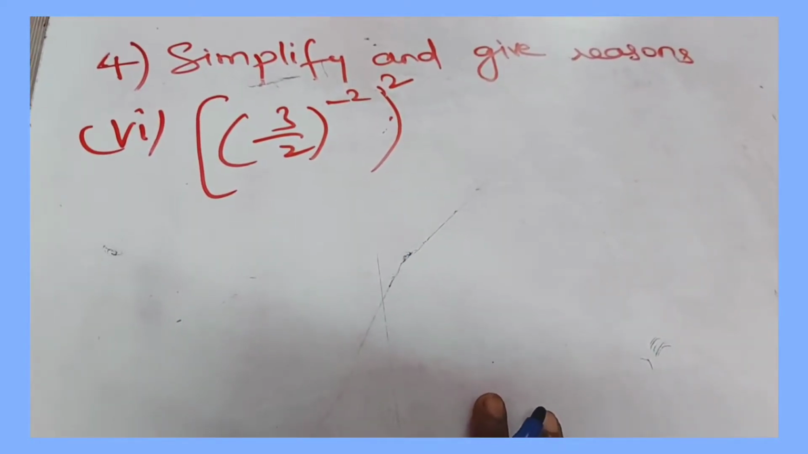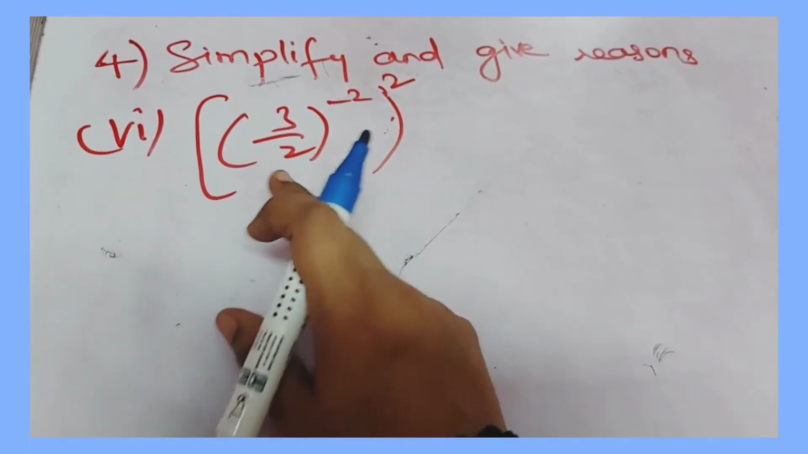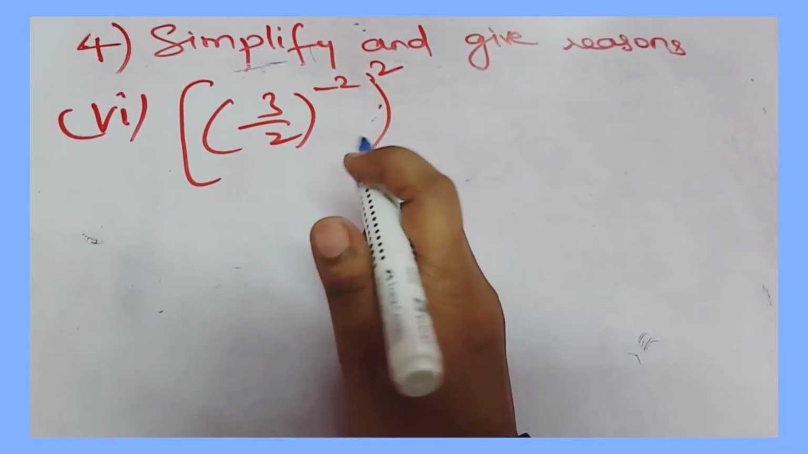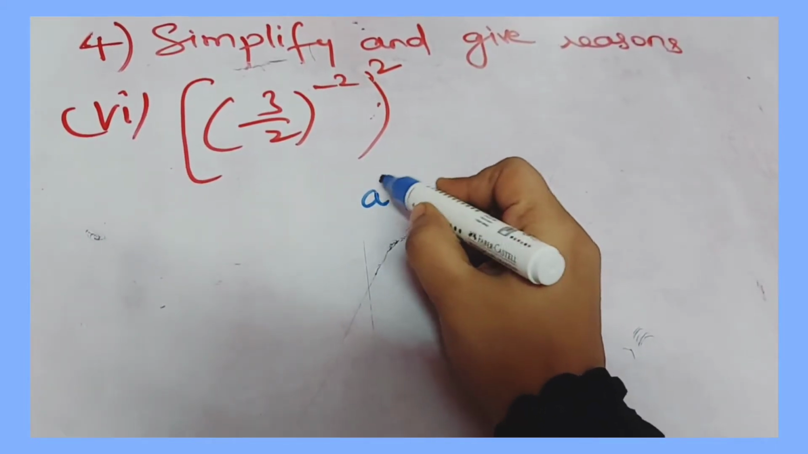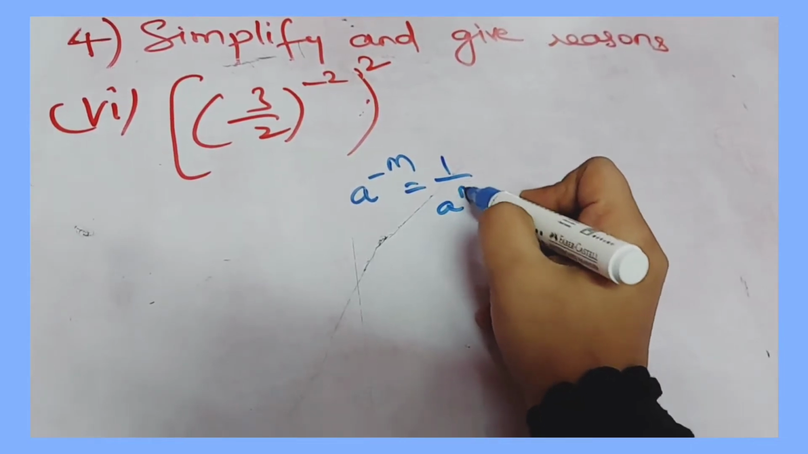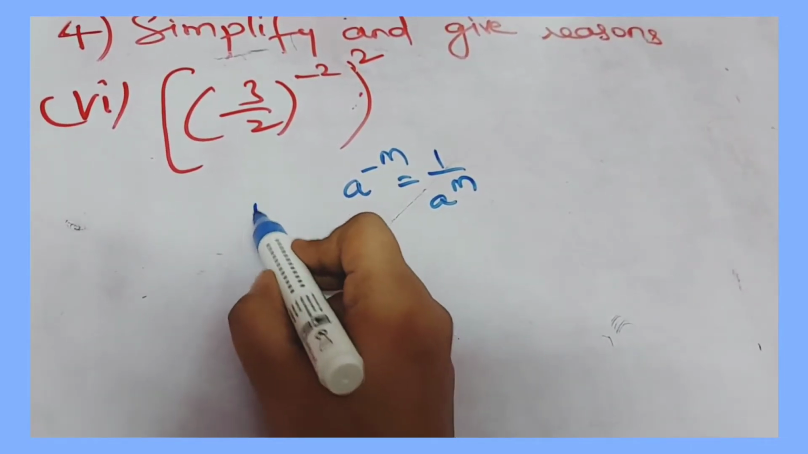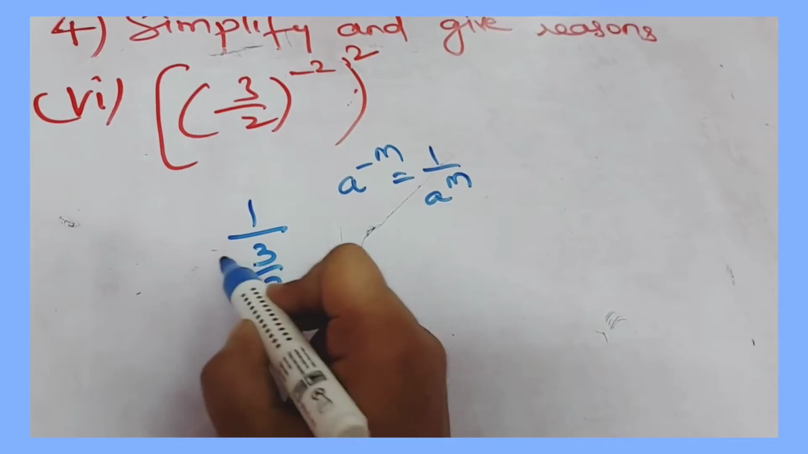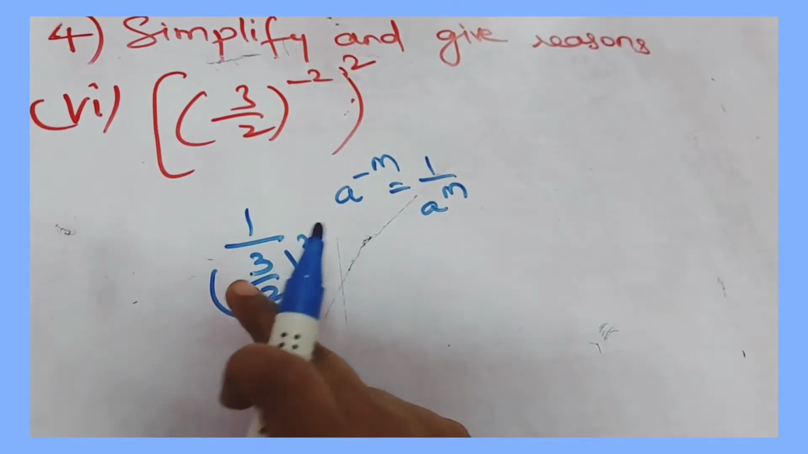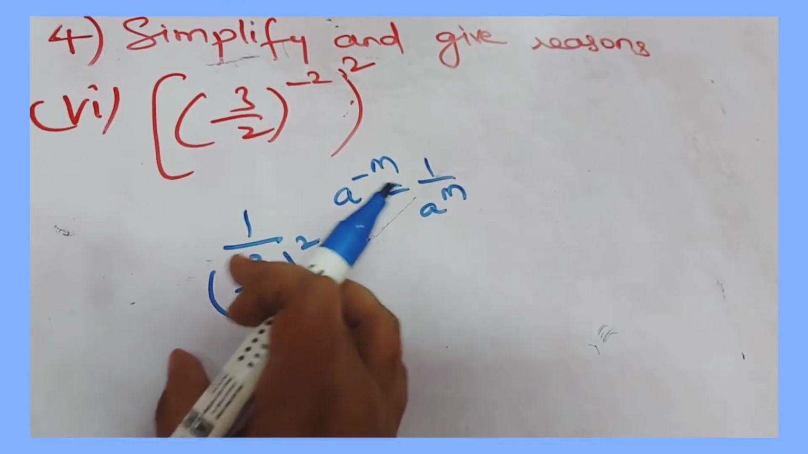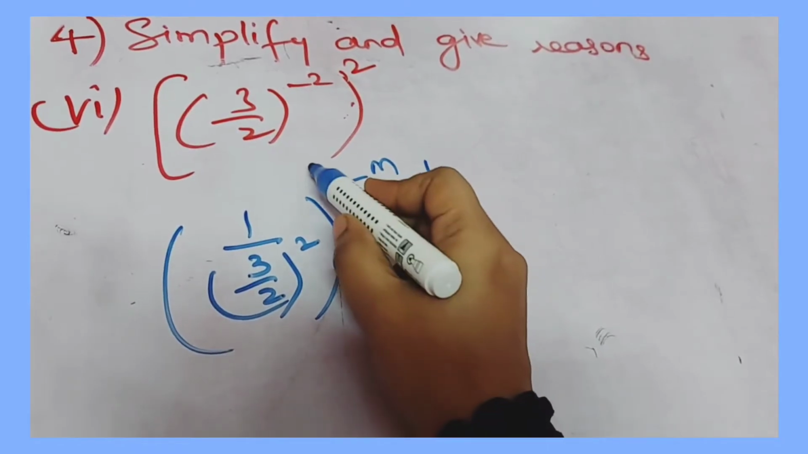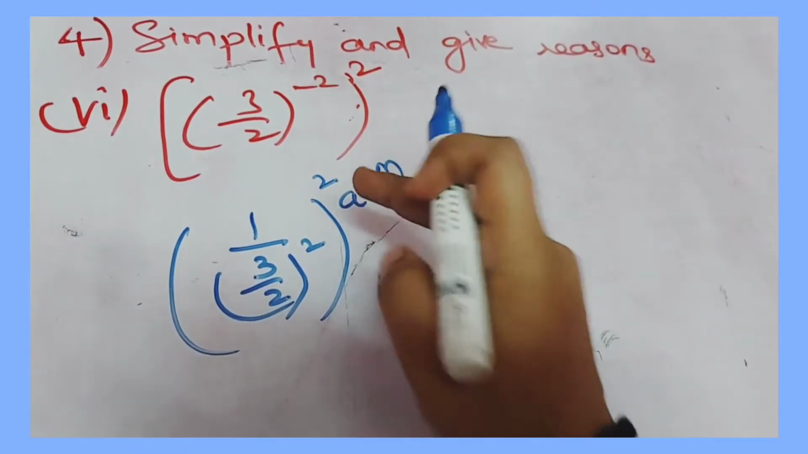Now sixth sum is 3 by 2 whole power minus 2 then whole power 2. Again what you have to do? The same identity. A power minus m is equals to 1 by a power m. So now what you have to do? 1 by 3 by 2 whole square you have to take. Okay, this is minus 2. As we are taking in denominator, we have to make it as 2. Then whole square. This we have to take here.